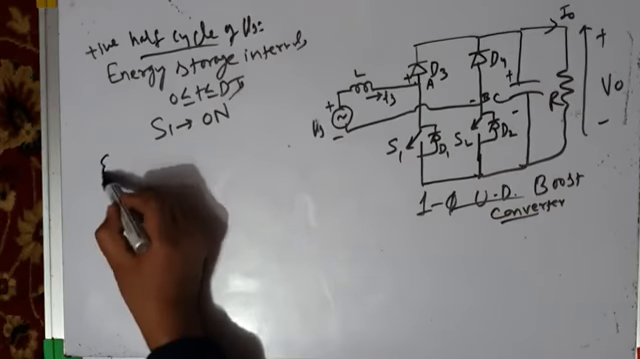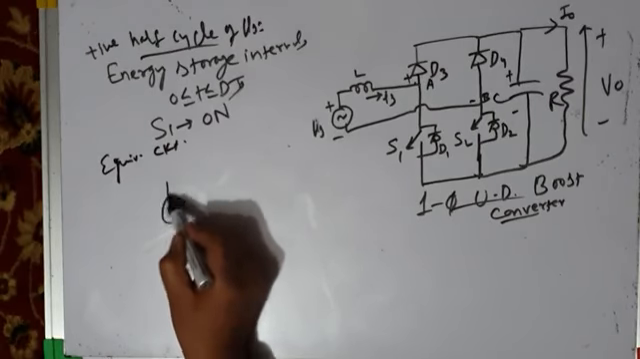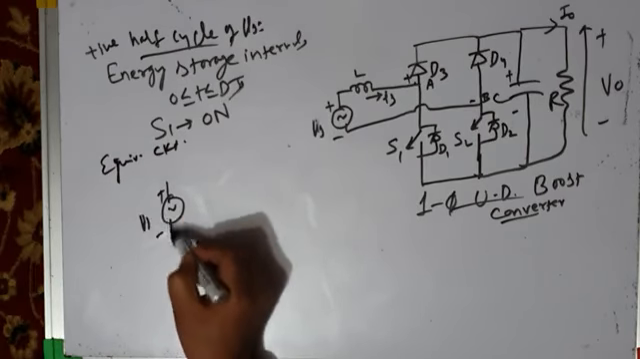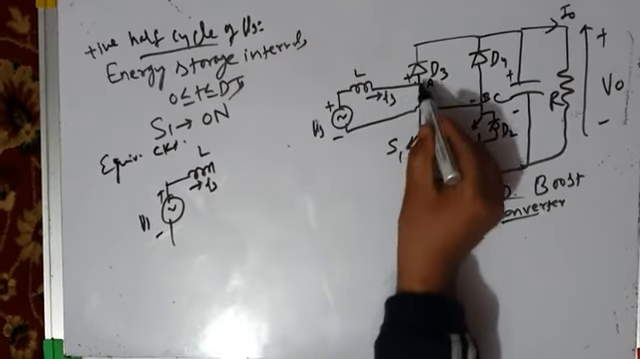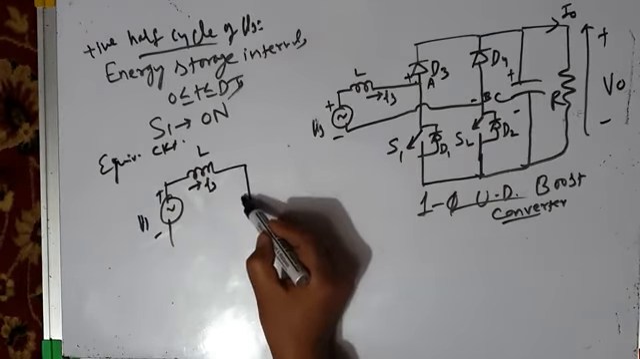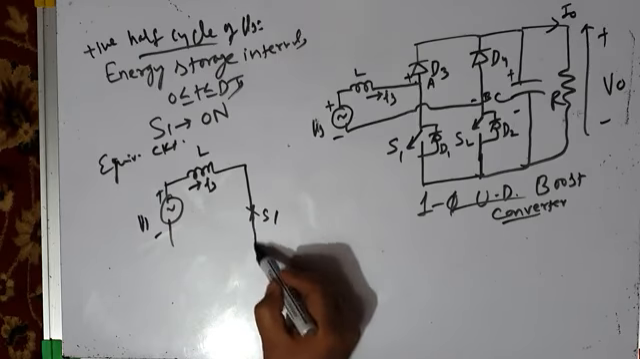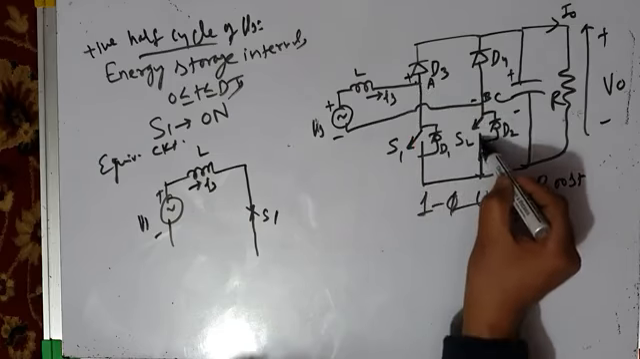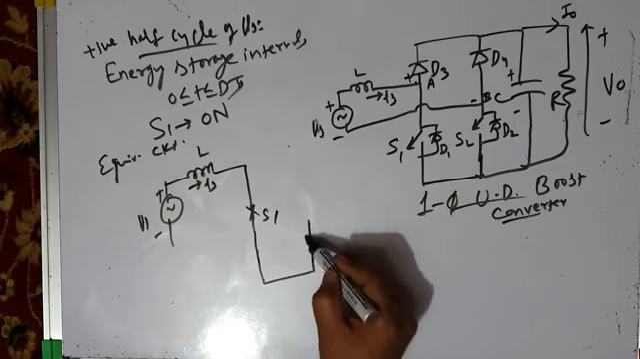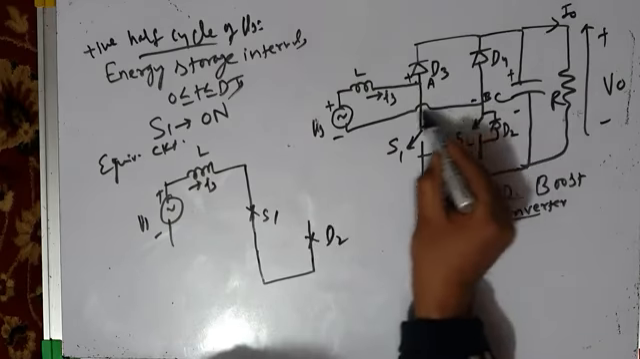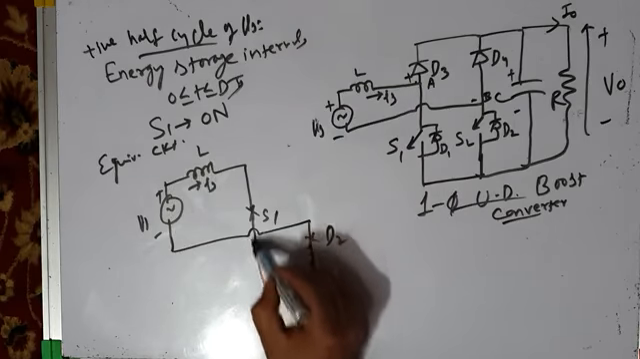So let me draw the equivalent circuit for you. The equivalent circuit will look like this. This is the positive half cycle of source voltage. Current is flowing through the inductance. It will first of all flow through switch S1. This is your switch S1. Switch S1 is on, and then the return path will be through D2. See, the return path is through D2, and it goes back. So current will flow like this.